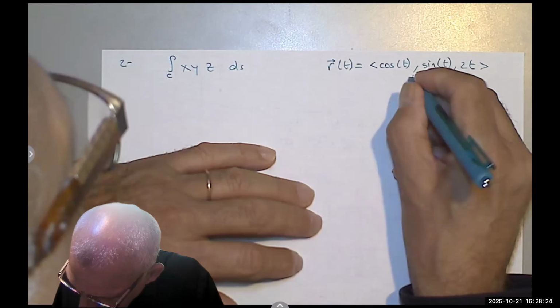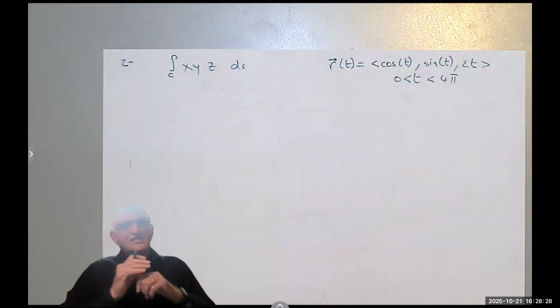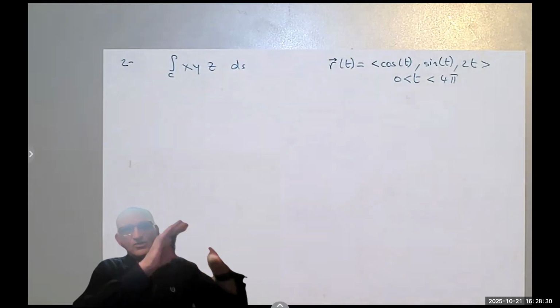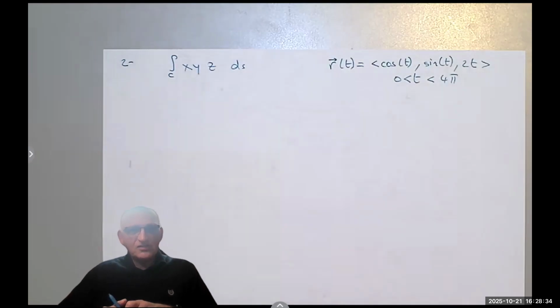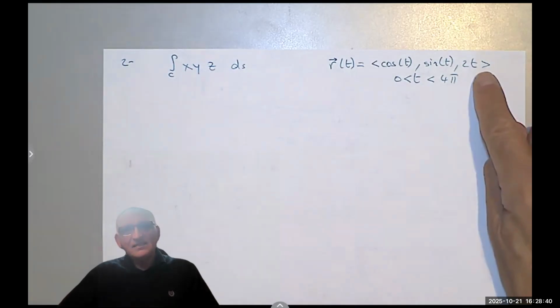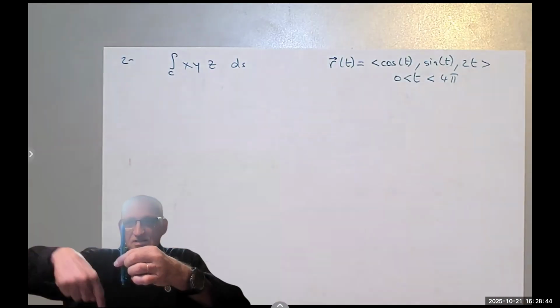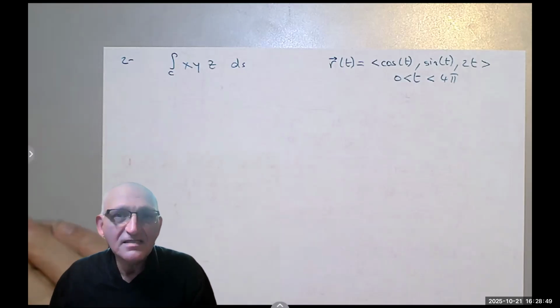And t goes from 0 to 4 pi. Who knows what this equation is? If you have sine and cosine for the first two, meaning it draws circles, but the t goes up. So as you draw circles, the z goes up. That's a helix. That's a helix.